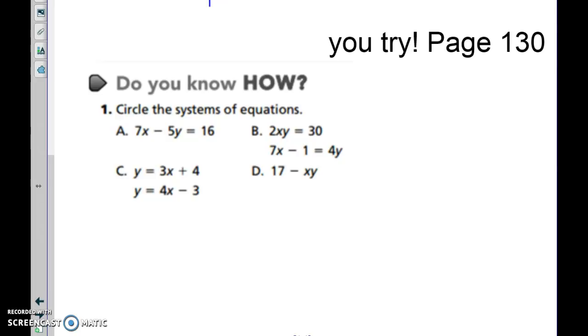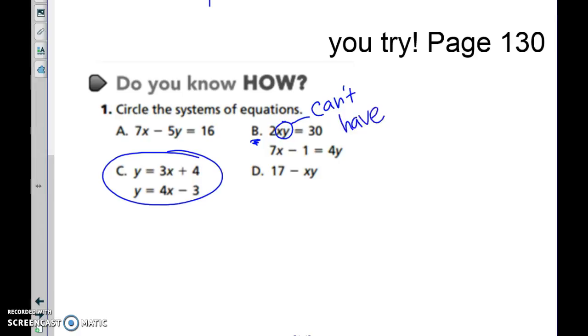And I will go ahead and give you the answer. So right off the bat, we see our system here. And then that's actually our only one. Because if we see B here, they try to get us with 2 equations. But remember, we can't have 2 variables multiplied together.